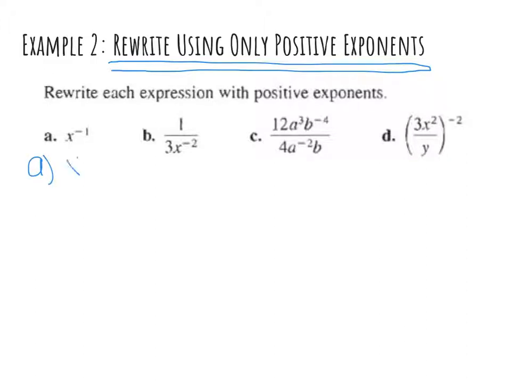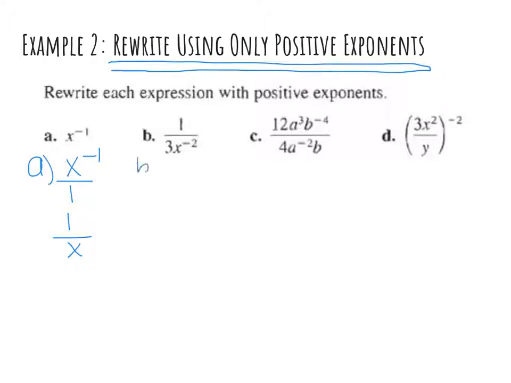A gives us x to the negative first power. Using our exponent rules, we know that anytime we have a negative exponent, we simply move it from the numerator to the denominator or vice versa, depending on where it is. So here, our numerator, x, is to the negative first power. So what we can do here is simply move it so that we end up with 1 over x.